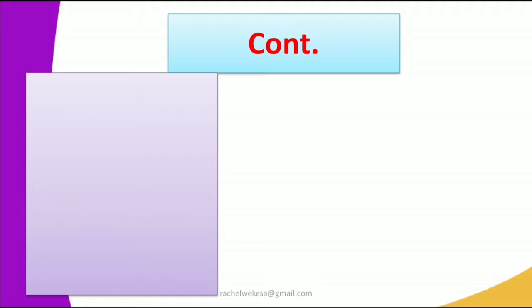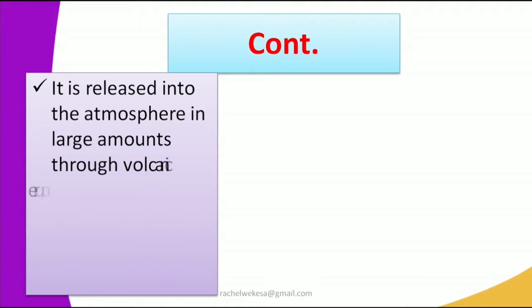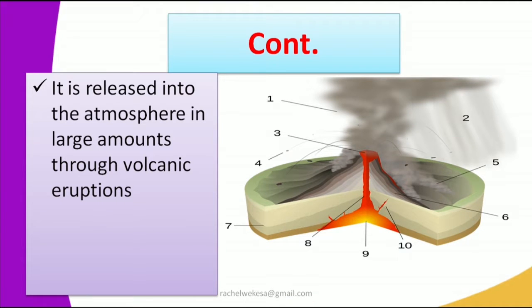To continue with our subject, you see that these gases are not just found in the atmosphere just like that. They are released into the atmosphere in large amounts through volcanic eruptions. And a volcanic eruption is a major disturbance of the Earth's surface, where you have the magma. When it becomes too hot under the Earth's surface, it emerges out in an eruption form. So most of these gases and particles do not just find themselves into the atmosphere.